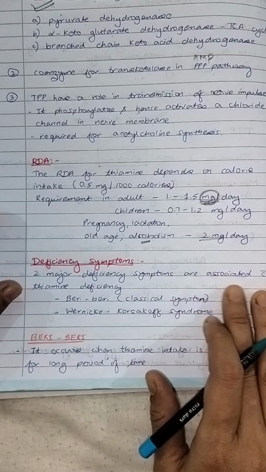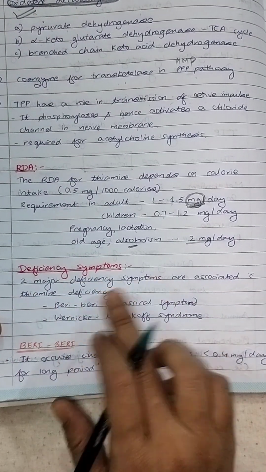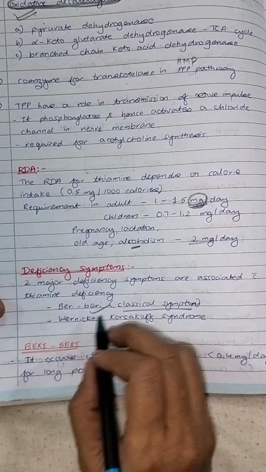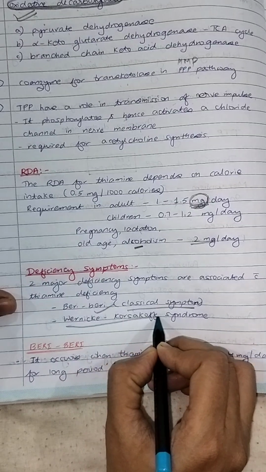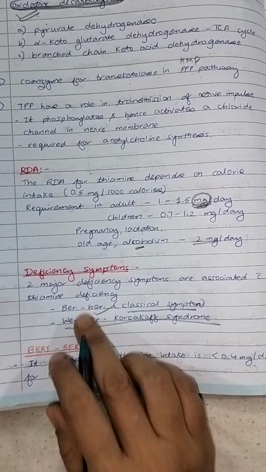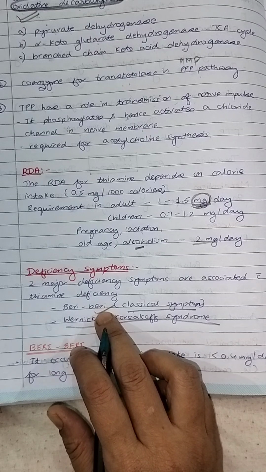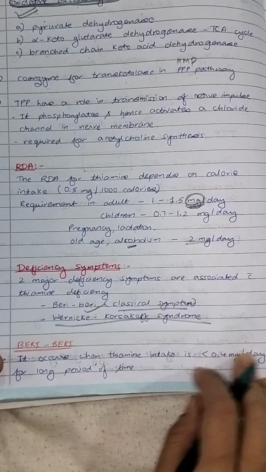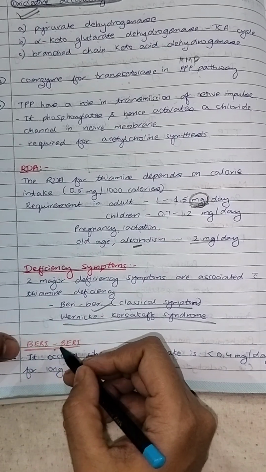Two major deficiency symptoms are associated with thiamine deficiency. The first one is beriberi, the classical symptom of vitamin B1 deficiency. The second one is Wernicke-Korsakoff syndrome. These are the two important deficiency symptoms associated with the deficiency of vitamin B1, or thiamine. Now first we will go into detail about beriberi.